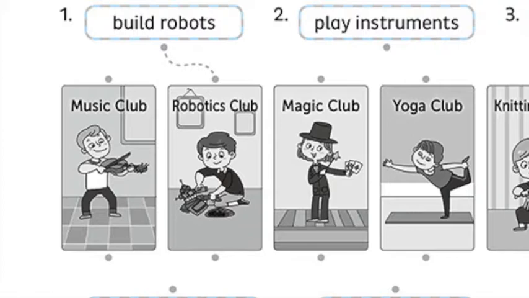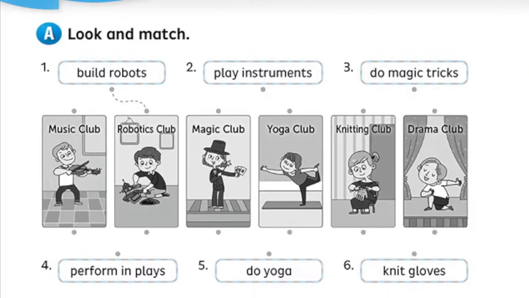That would be the robotics club. So just draw a line to the robotics club. What do you do in the robotics club? You build robots. Very good. Number 2, what we do is the activity. Activity number 2, play instruments. So the activity is play instruments.